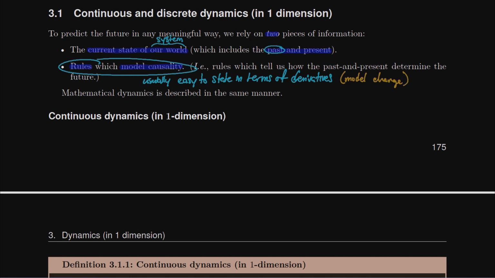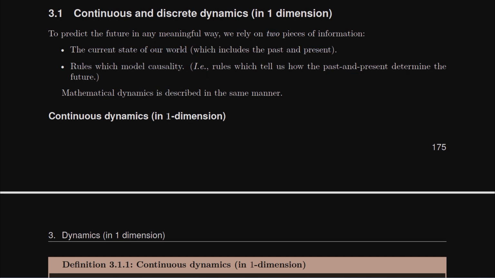But what we want to do when we solve dynamics is actually get rid of the change. We want to know how something is, not how it changes, if that makes sense, right? Or in the future, we want to know what its value is, not how its value is going to change. We want a specific number, and so that's where the integral is going to come in later. But we need these two pieces of information, the current state of the world and rules which model causality.